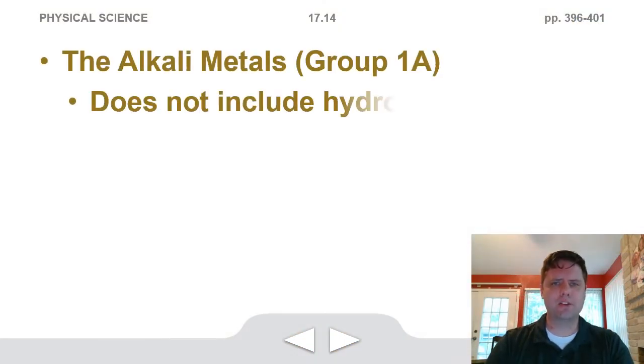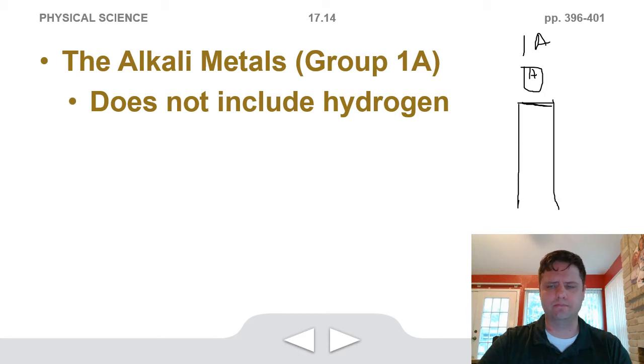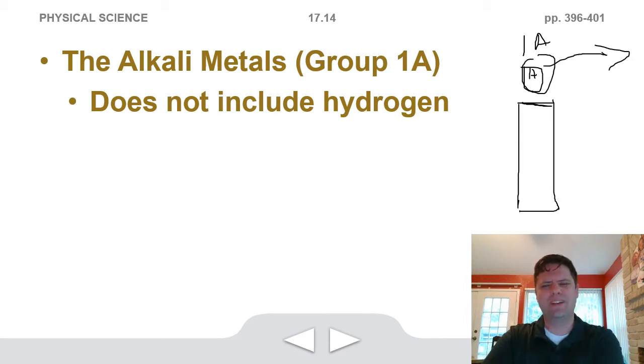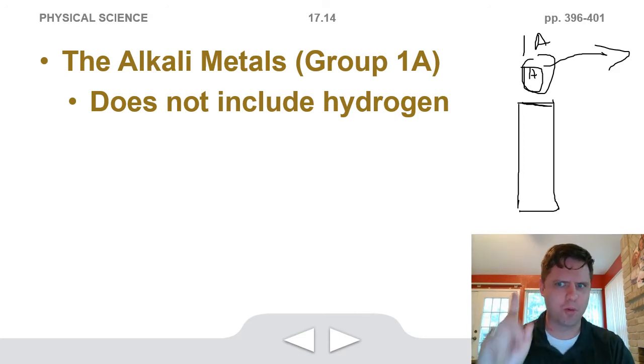Now, the alkali metals are group 1A, and it does not include hydrogen. So in the very first column, 1A, you'll often see hydrogen sitting up at the very top. But note here, when we're talking about alkali metals, we don't include hydrogen. It's actually considered a non-metal, but it kind of has metal and non-metal tendencies, so hydrogen is kind of its own class of thing. But the alkali metals are everything underneath the hydrogen. This is group 1A, which means they have one valence electron because they're in group 1A.